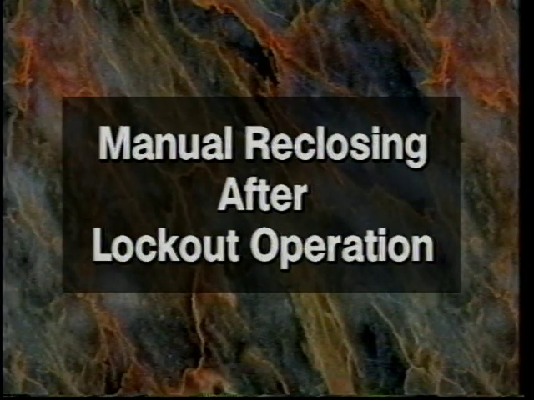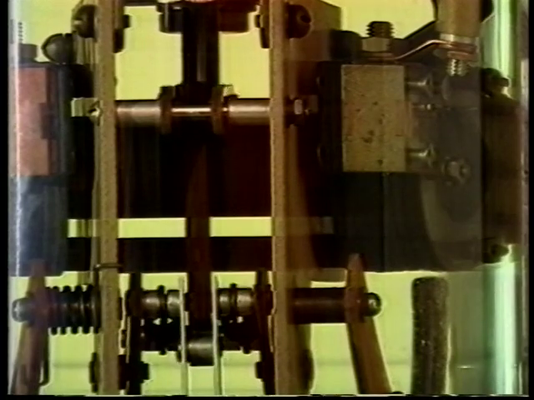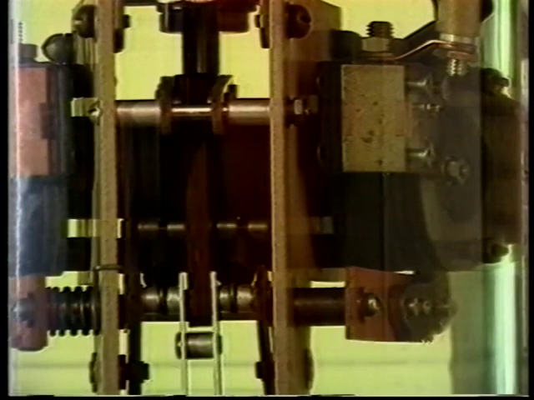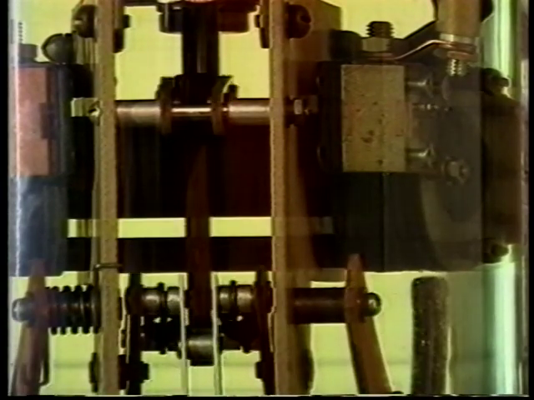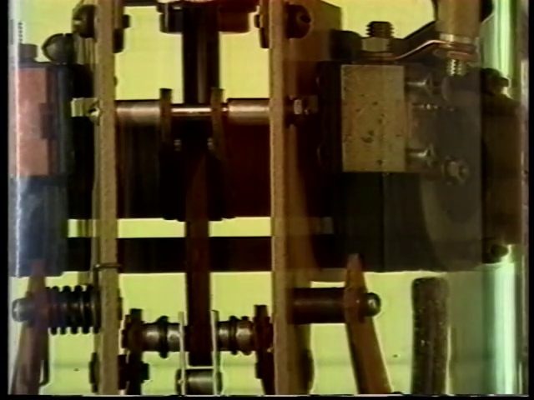Manual reclosing after lockout operation. Many reclosers in service are designed to lock out following a selected sequence of tripping and automatic reclosing operations. The theory behind this type of application is that if a fault is temporary, it will be cleared during the instantaneous operation of the recloser.